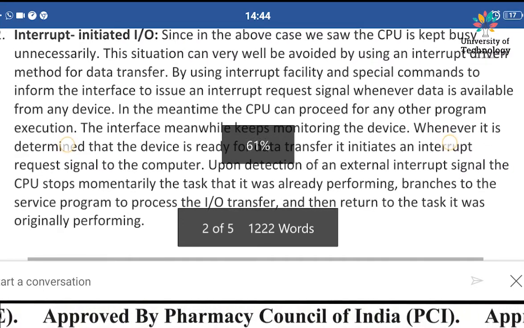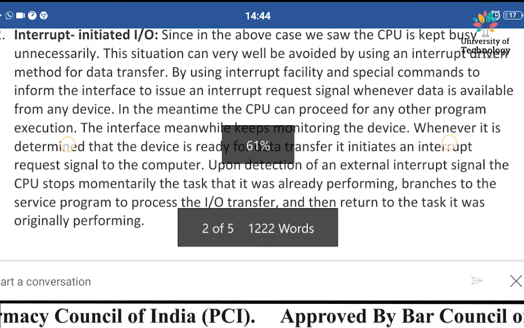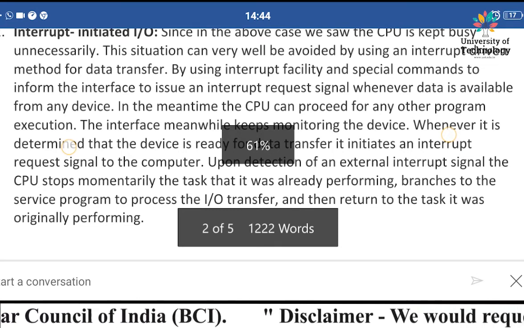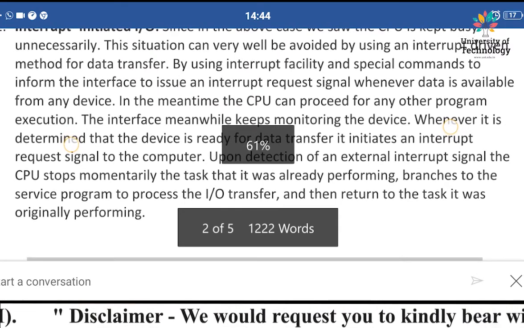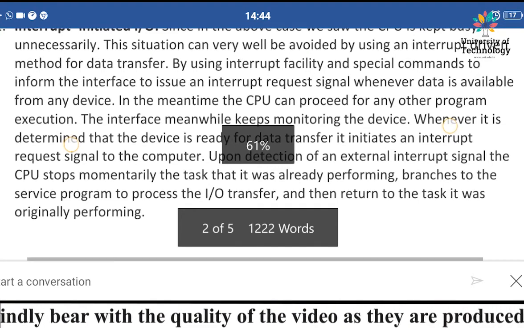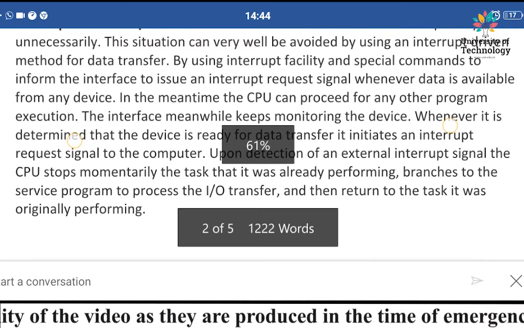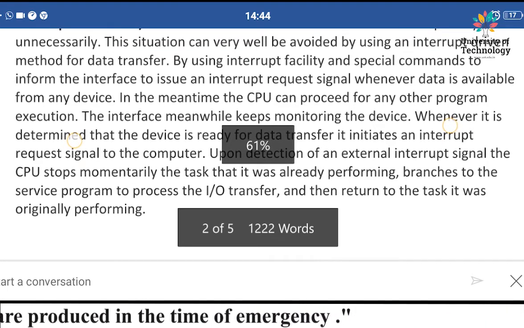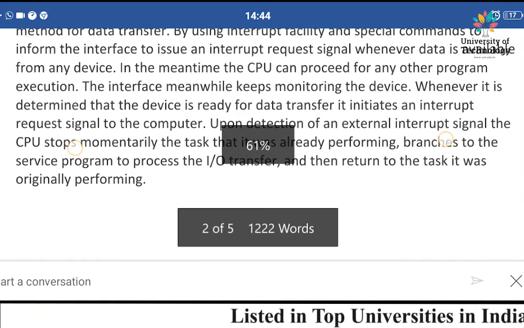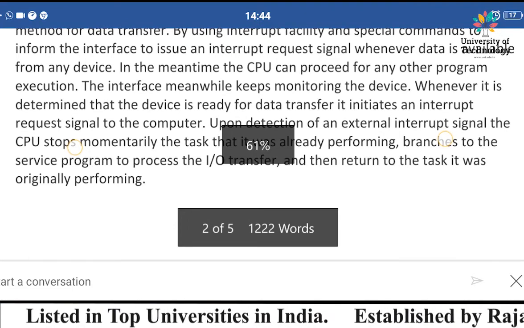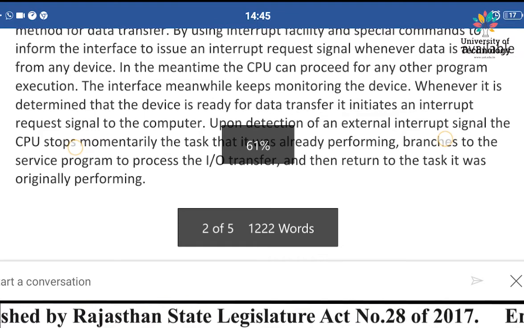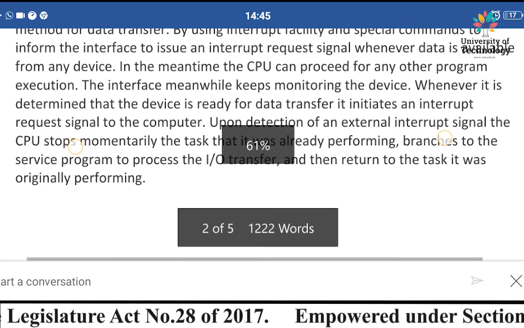method for data transfer. Now what we are doing in interrupt, by using the interrupt facility, is a special command to inform the interface to issue an interrupt request signal. First we ask, okay fine, please create an interrupt request, and whenever the data is available from any device, please issue an interrupt. In the meanwhile, the CPU can process any other program, and by the time the interrupt is generated, the CPU gets free, and that time can be used to process other programs.